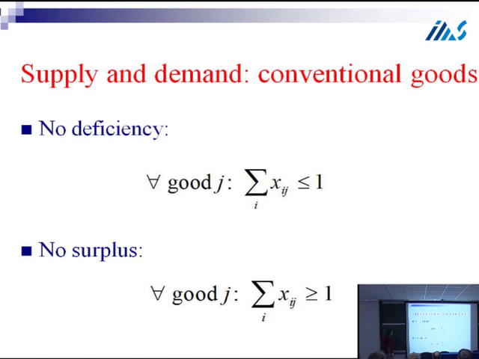So for conventional goods, the fact that you don't have a deficiency just says that the amount of goods needed in the equilibrium is no more than the amount there is, and that there's no surplus says that the amount of goods needed is at least the amount of good there is, right? And so that leads to equality.